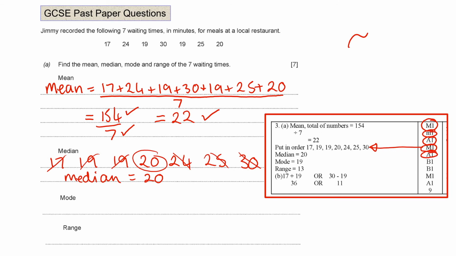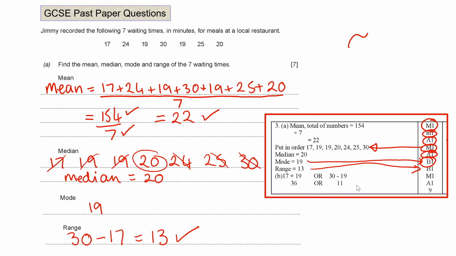Okay, the mode is the most popular. So notice there are 2 19s. So the mode is 19, and that then is 1 mark for that 19. The range, to work out the range, you take the highest number, which is 30, take away the lowest number, which is 17, and that's going to give us an answer of 13. And that is 1 mark for that answer of 13. So hopefully you got all 7 marks for that.